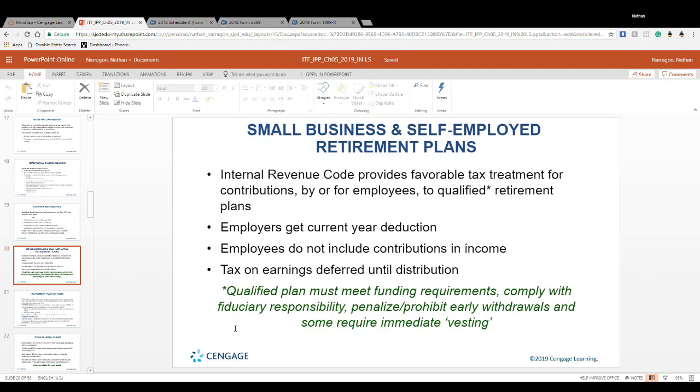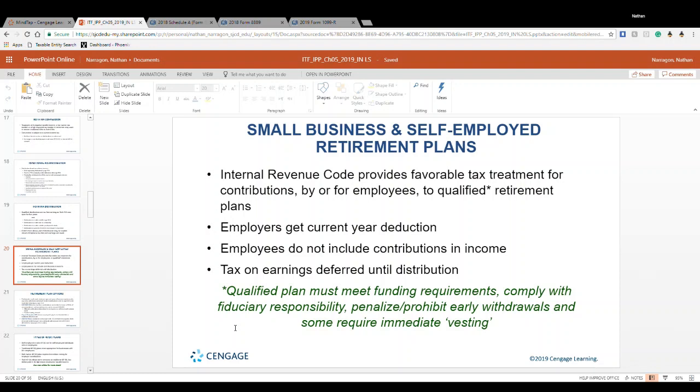Okay, employers get current year deductions for these. This is a benefit to the employer. Employees do not include contributions in income. Okay, and of course, we're not going to include that. That goes on something else. It's not actually part of our income whatsoever because we didn't actually receive the money. Okay, tax on earnings is deferred until distribution.